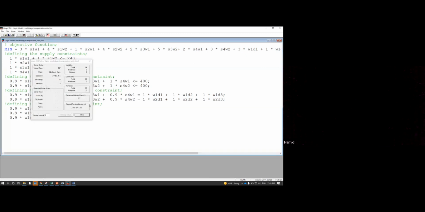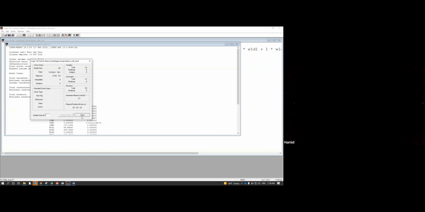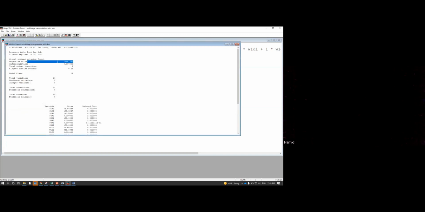Okay, let me click solve, and this is the solution. As you see, this time the objective value increased, because basically you transport more. You have 10% loss in each transportation section, so you have to transport more. And if you transport more, the transportation cost will be more.